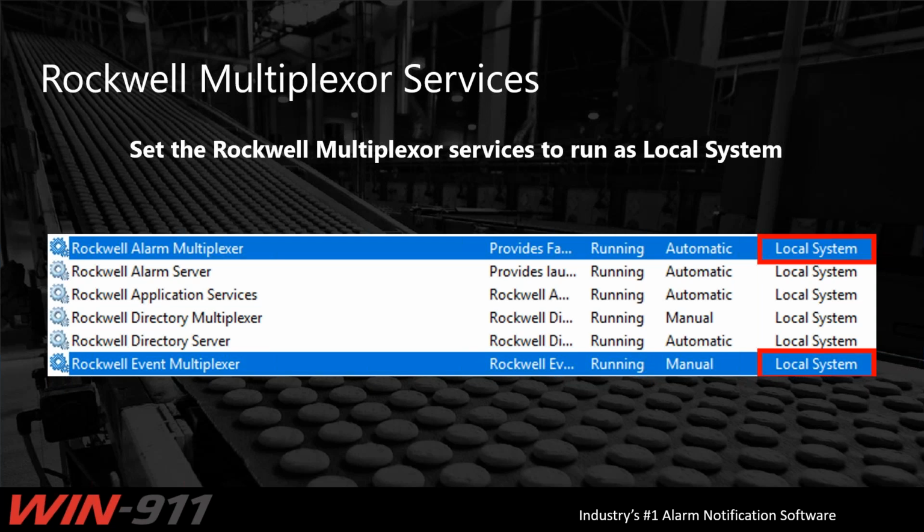If you don't make these changes, WIN-911 is not going to be able to communicate with FactoryTalk alarm and events. The reason you're having to change this is because it's causing DCOM issues, and things aren't able to authenticate and the different components are not able to talk to each other, more or less. So it's a simple change. I've talked to Rockwell about it. It's not going to harm your system in any way.